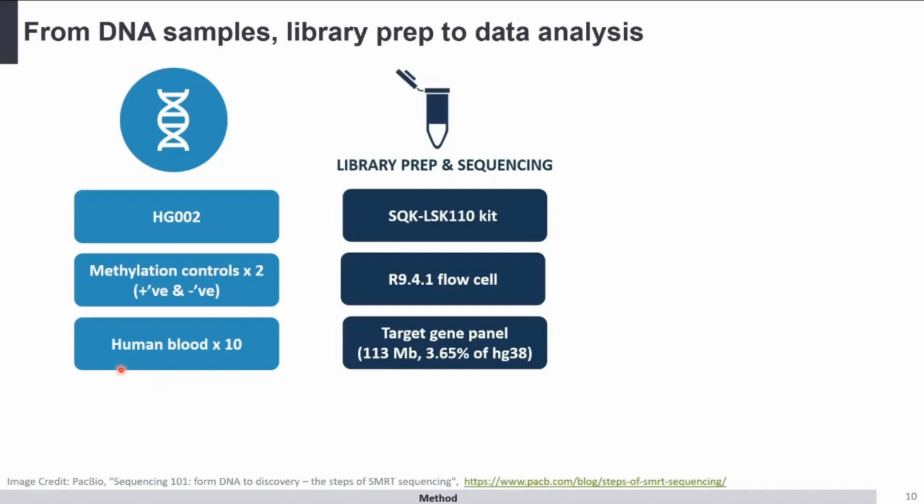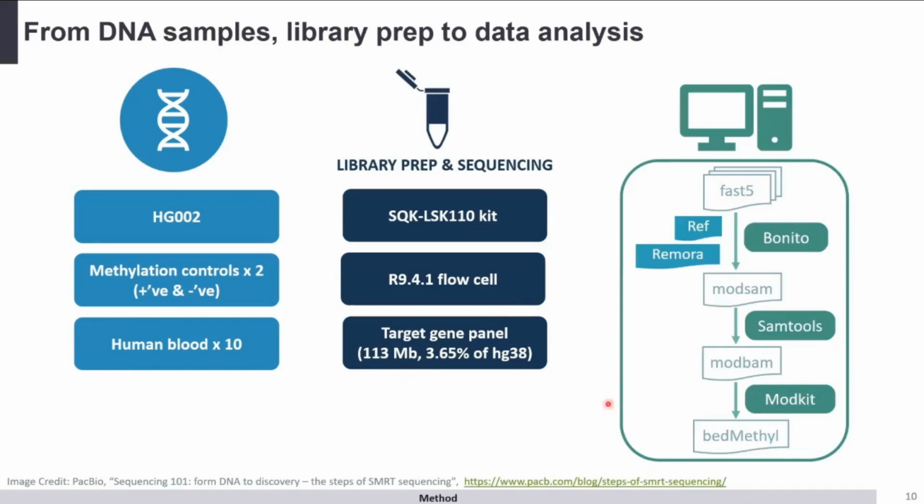For library preparation and sequencing, we used a ligation sequencing kit and the R9 flow cells. We then performed adaptive sampling on these samples using a custom panel comprising many markers associated with age and body fluid identification. The entire panel covered around 113 megabases in total, targeting approximately 3.65% of the human reference genome.